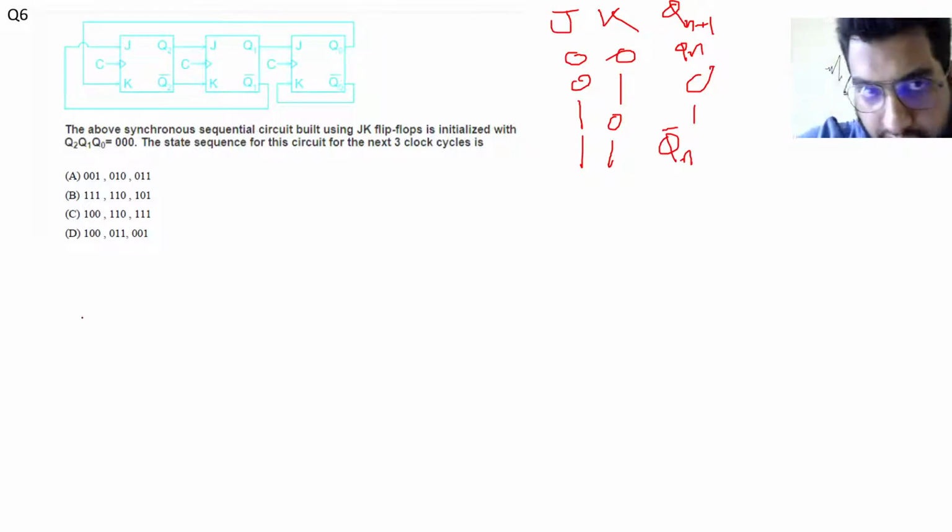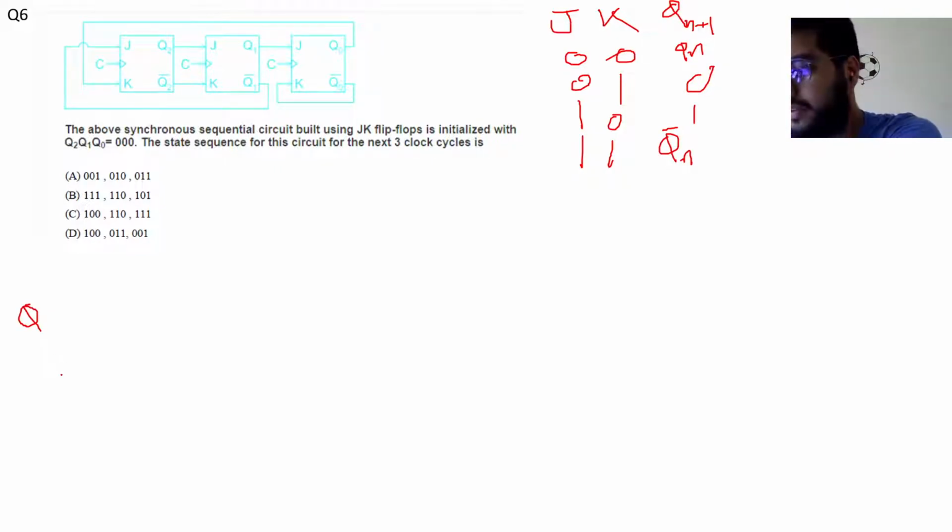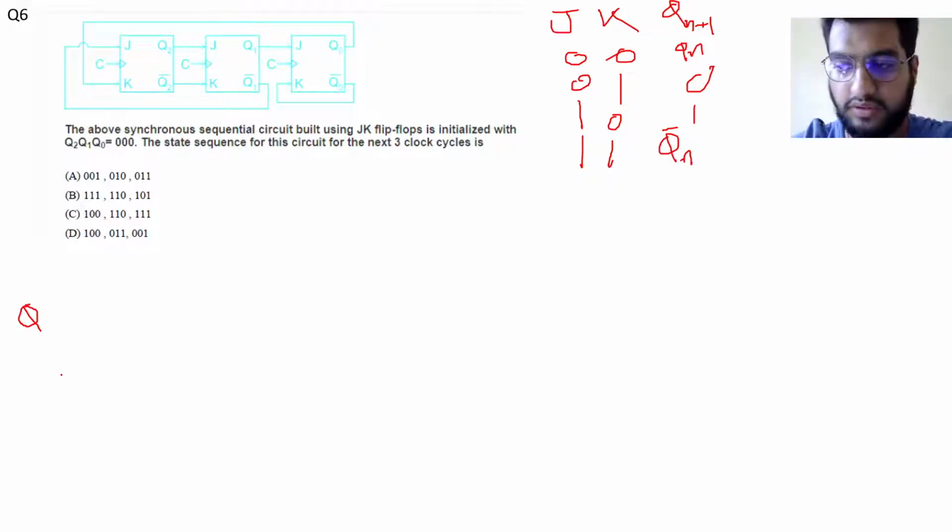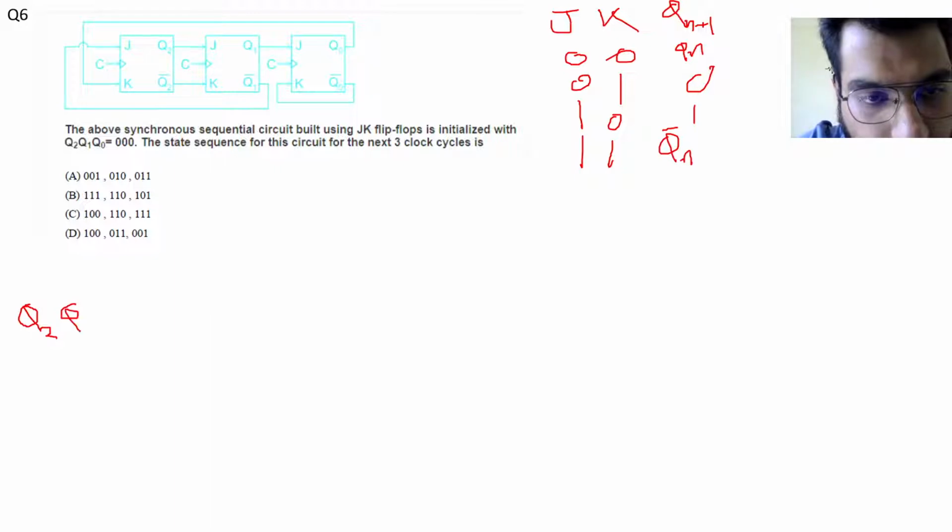So here what we'll do is make a complete state table. We have the present inputs. I'll draw somewhere to avoid mistakes. So this is Q2, this is Q1, this is Q0.